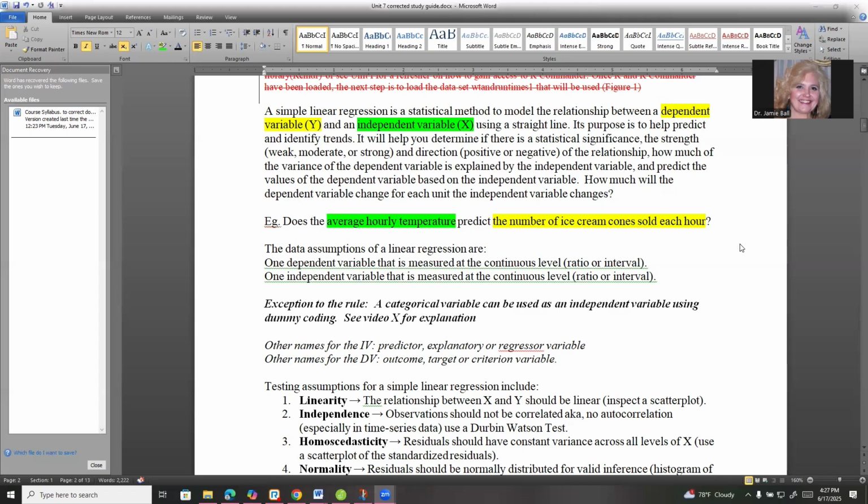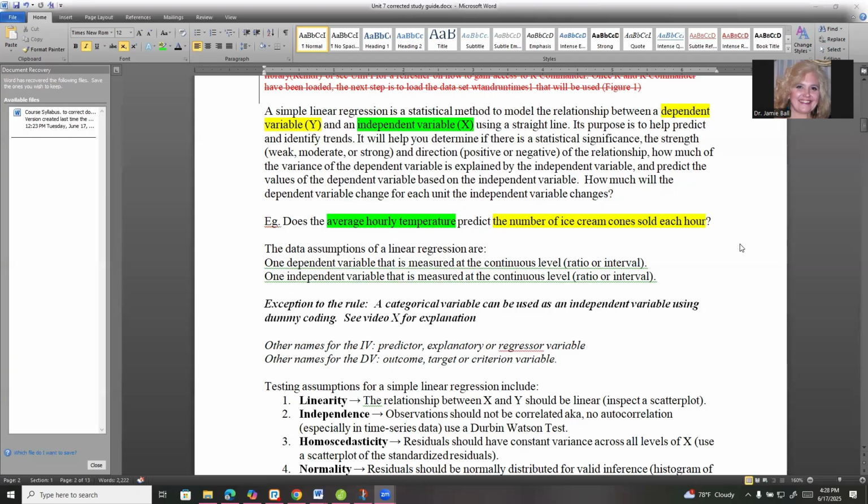Okay, so as with everything, all statistics, inferential statistics, have assumptions about data and assumptions for testing. The data assumptions of a simple linear regression are one dependent variable or outcome variable that is measured at the continuous level, ratio, or interval, and one independent variable that is measured at the continuous level, ratio, or interval.